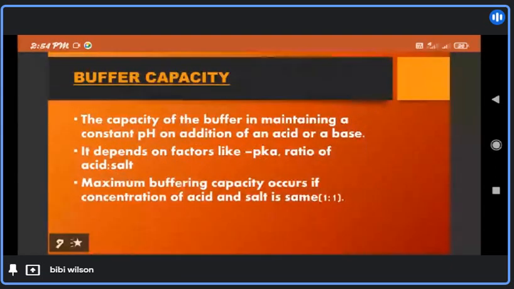Next, we can talk about buffer capacity. It is the capacity of the buffer in maintaining a constant pH on addition of an acid or a base. It depends on factors, and the factors are pKa and the ratio of acid to salt. Maximum buffering capacity occurs if the concentration of acid and salt is the same, that is, a 1:1 ratio.